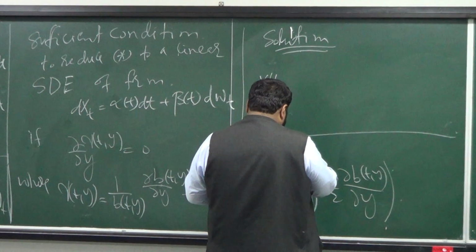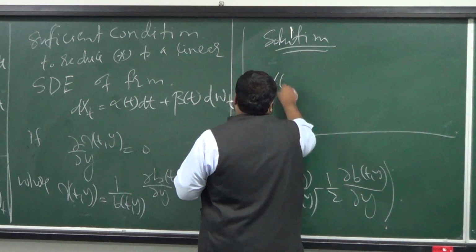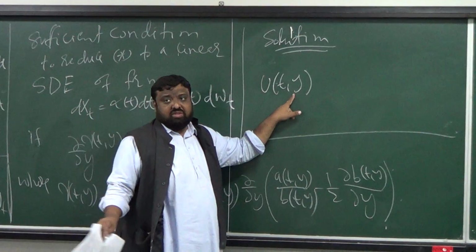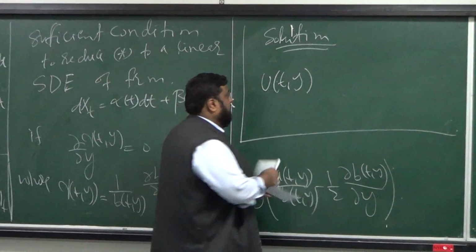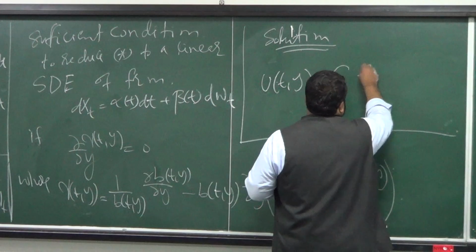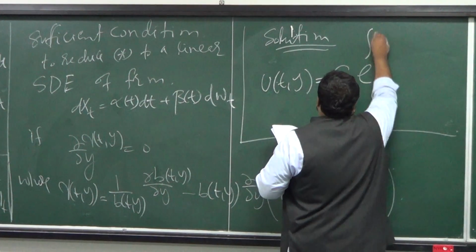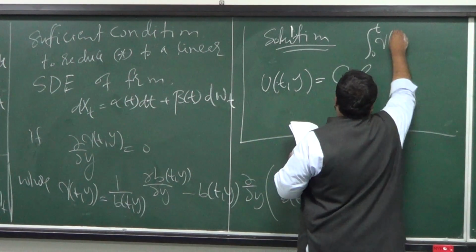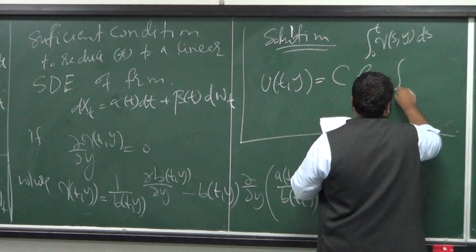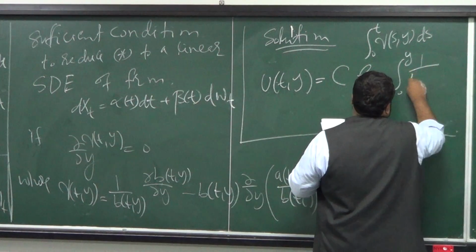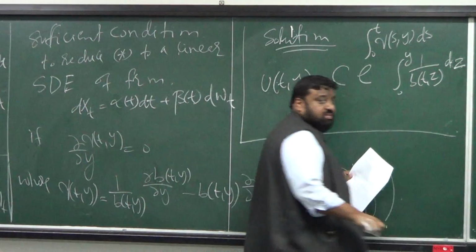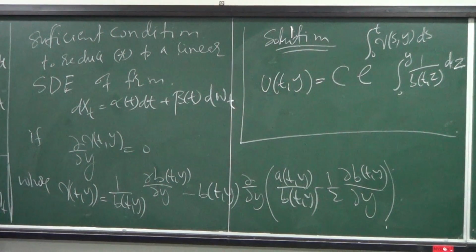u of t, y, and you can replace y by x of t, so y is really the dummy variable for x of t. The u of t, y can be computed as the arbitrary constant times e to the integral from 0 to t of gamma(s, y) ds times the integral from 0 to y of 1 over b(t, z) dz. Okay, so this is going to be the solution of this nonlinear SDE.